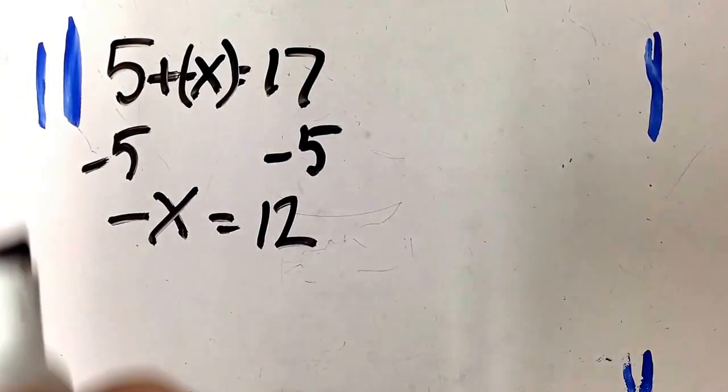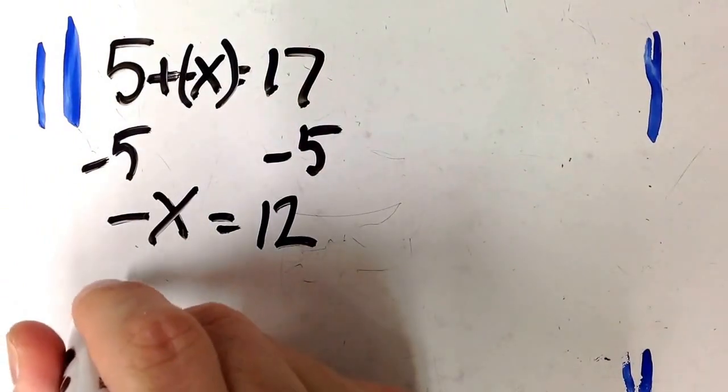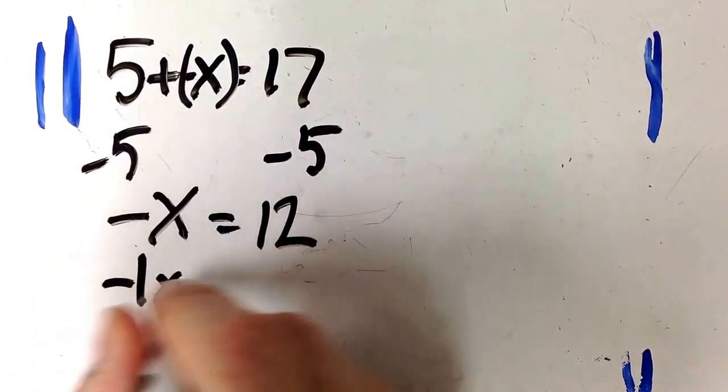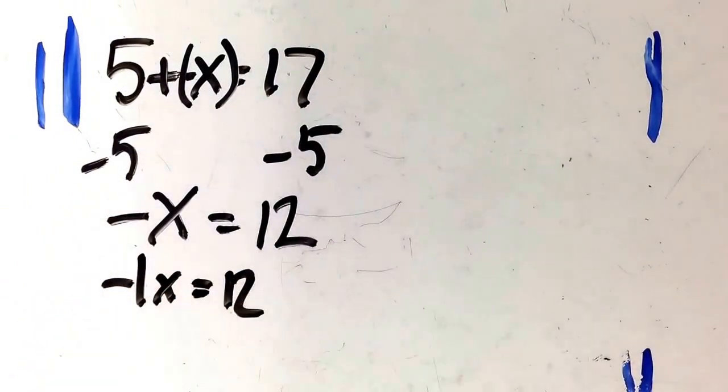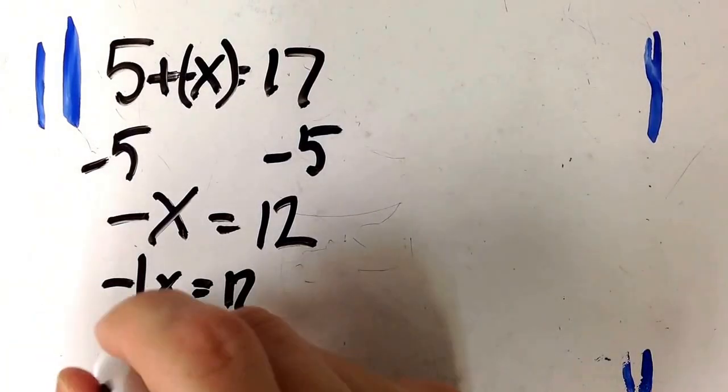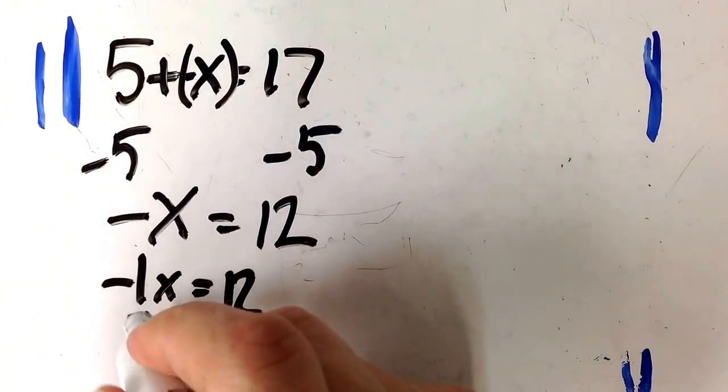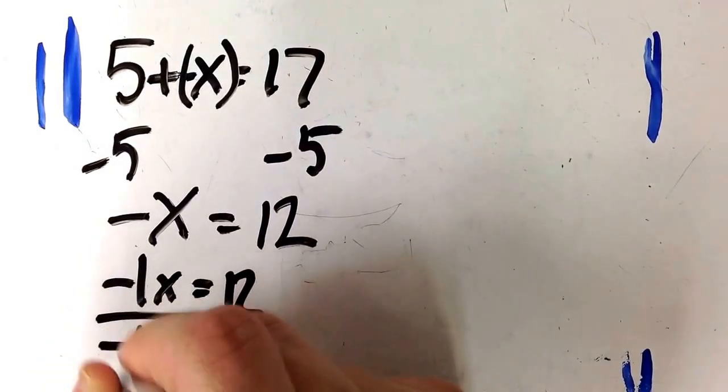And so again, this time, what I might do to help me out is to write negative 1x equals 12. And you ask yourself, what's happening to the variable? Well, negative 1 is being multiplied to x. And so I do the opposite function with the same number. So the opposite of multiplying by a negative 1 would be to divide by that same number.